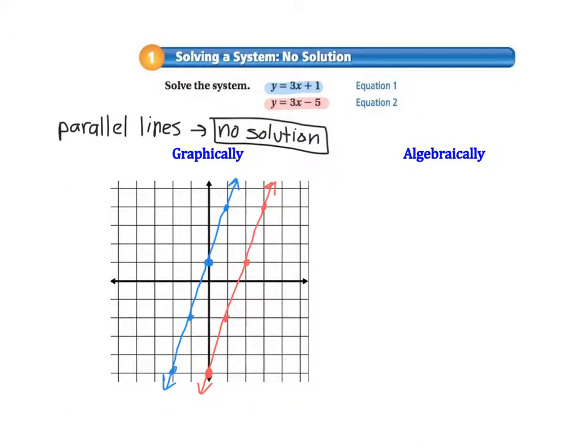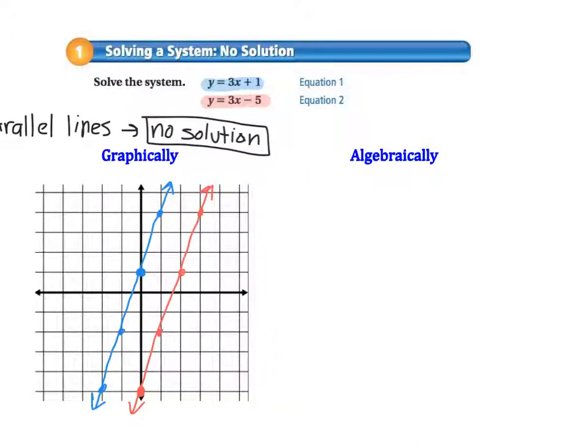Now let's say we don't want to graph. Let's say we do this algebraically. So if you remember the substitution method, we can use that to solve here. So this 3x + 1 is equal to y, and 3x - 5 is also equal to y. So since they're both equal to y, they're both equal to each other. So we're essentially substituting one into the other. So we can say 3x + 1 = 3x - 5. Another way of thinking about this is we substituted this y with what y is equal to.